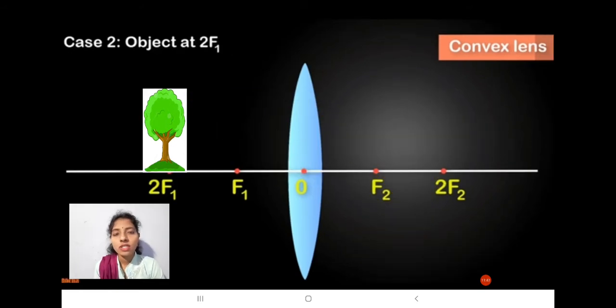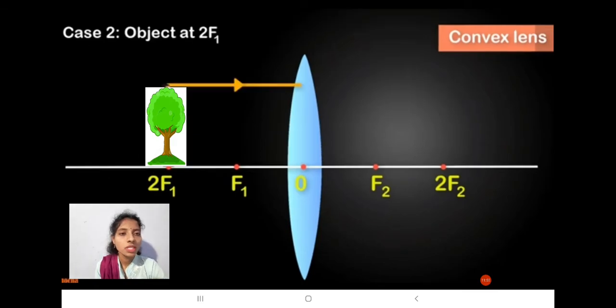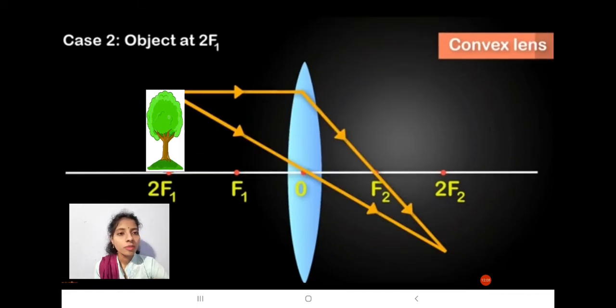And next, case 2, object at 2f1. Exactly, we are taking the object at 2f1. So now draw the ray diagrams for this. When the light ray travels parallel to the principal axis and reaches the lens, we know the refracted ray passes through the focus. You can see here. And similarly, when the light ray passes through the optical center, after refraction it will travel in a straight line. So here the intersection of the light rays takes place at what point?